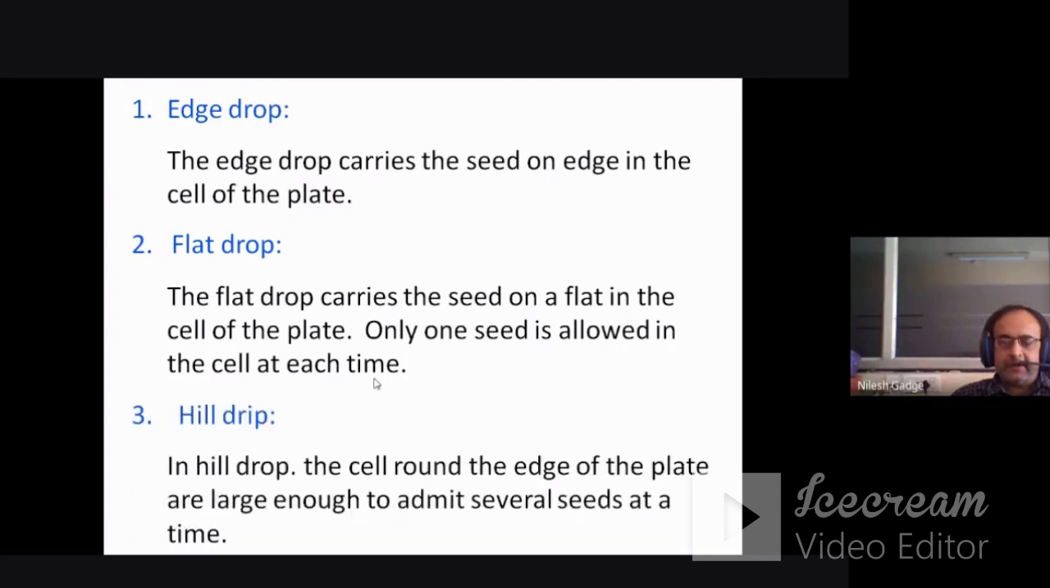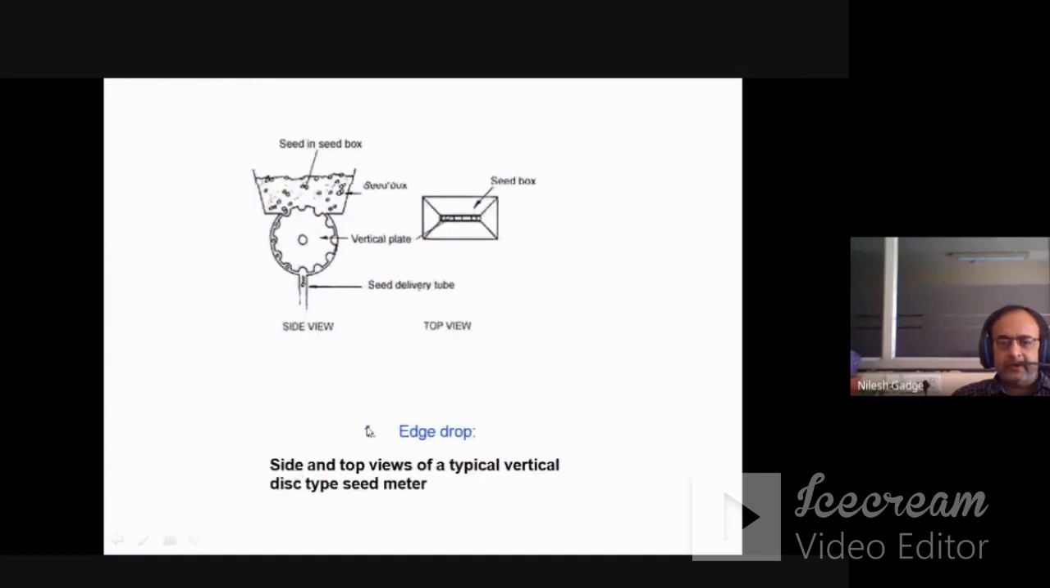Then the heel drop. I will show you the figures of that. In heel drop, the cells round the edge of the plate are large enough to admit several seeds. Several seeds are admitted in heel drop. It is not a drip; it should be heel drop. Okay, there is a spelling mistake. It should be heel drop.